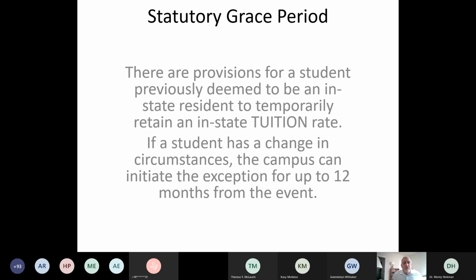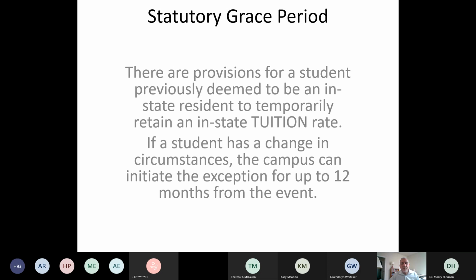So it gives them a cushion there, but there's a process written in the guidebook to follow to notify RDS, so we can code it in there and watch it. But they do lose their grant eligibility as of the date of the change, but they can keep the in-state tuition.